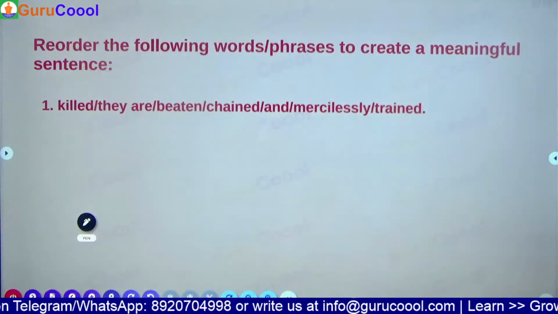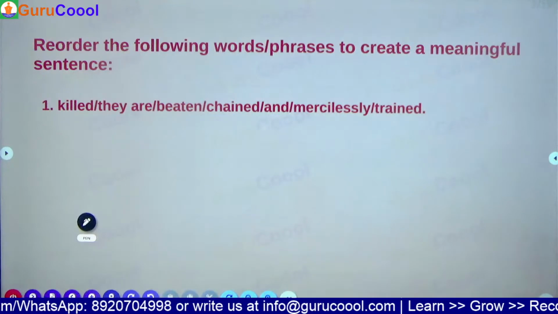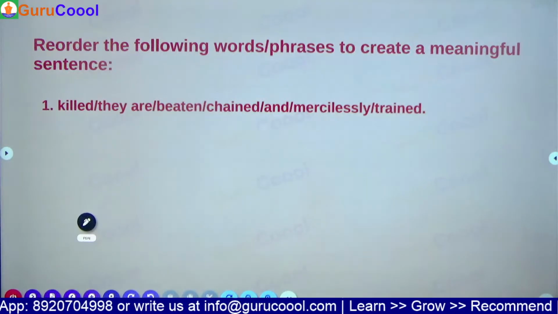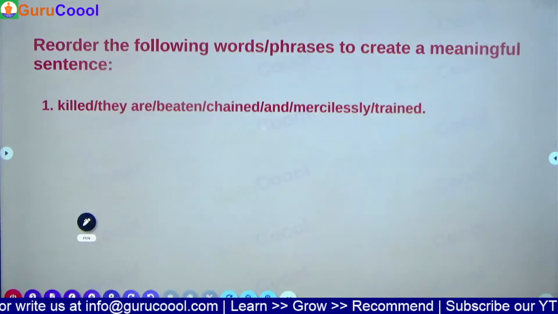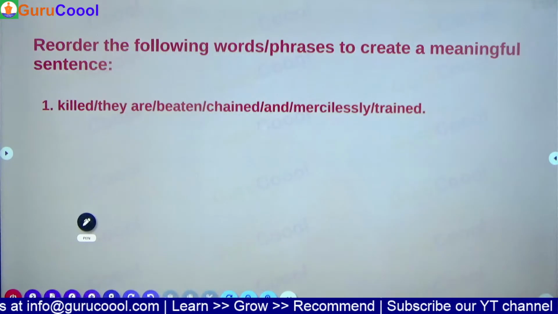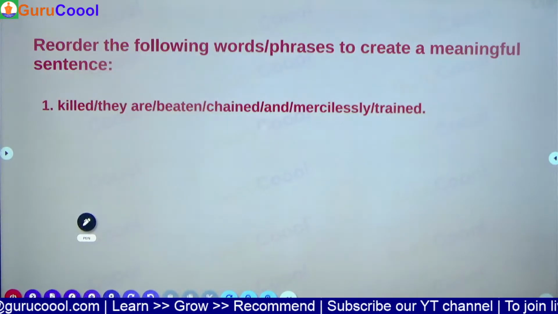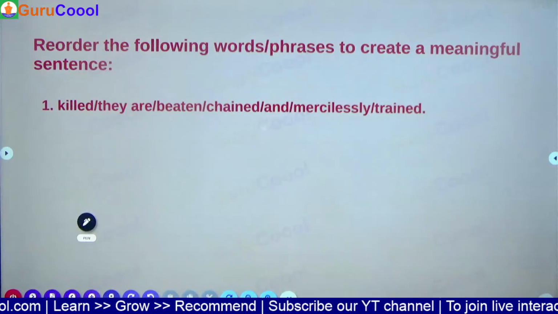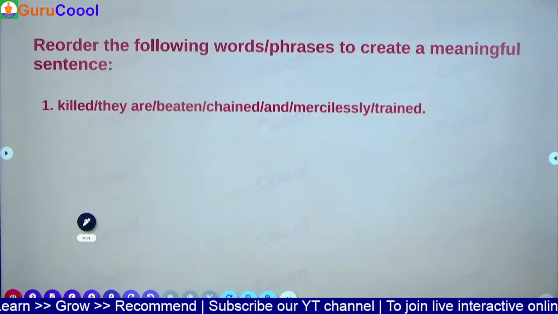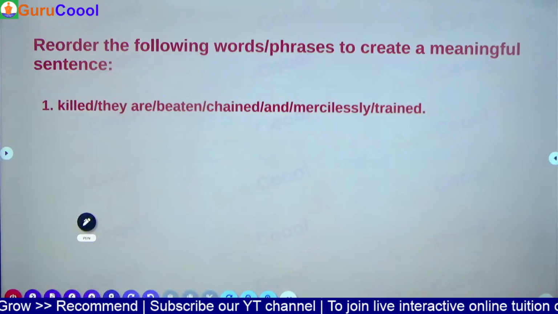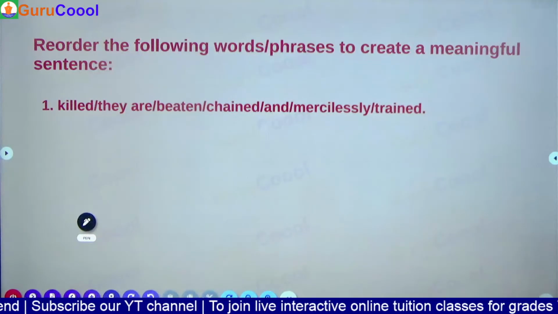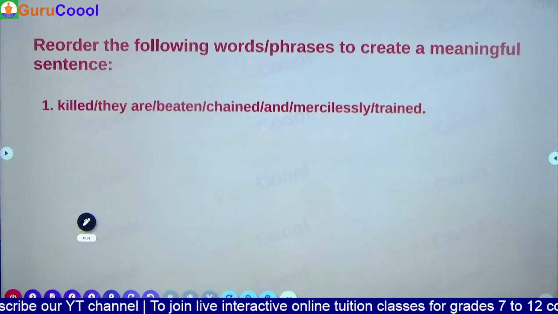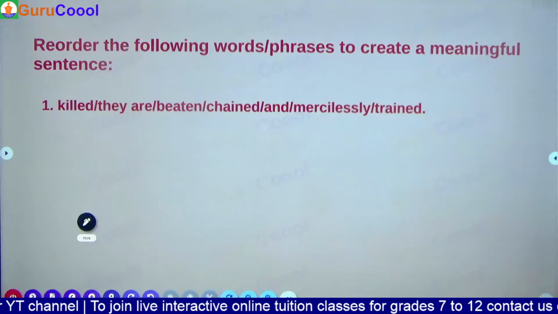Ronak. Okay, what's your answer, Ronak? They are killed, beaten, and mercilessly trained. Voice is breaking. One more time. They are killed, beaten, chained, and mercilessly trained.